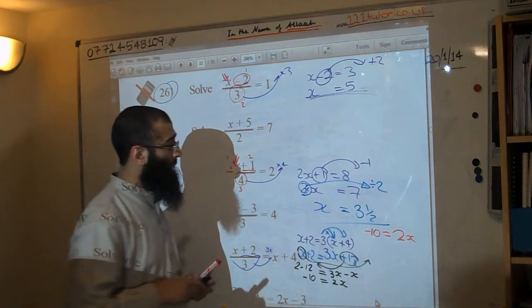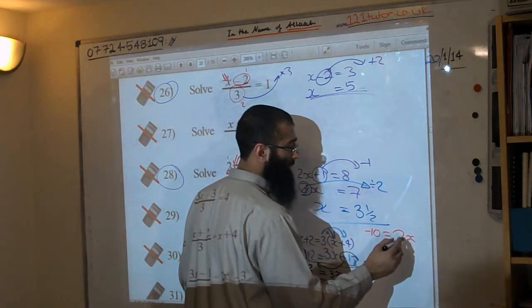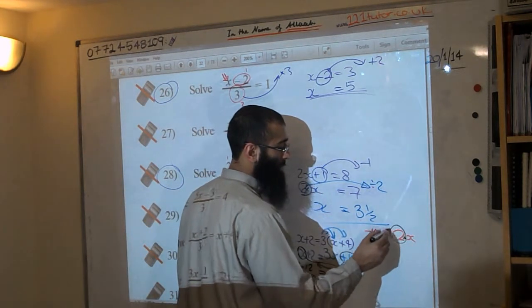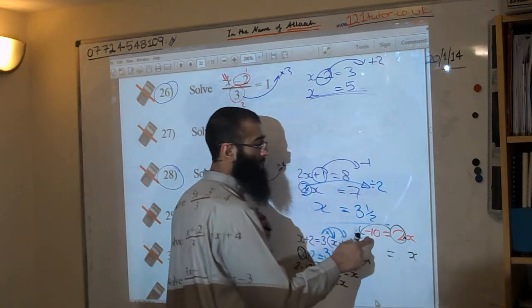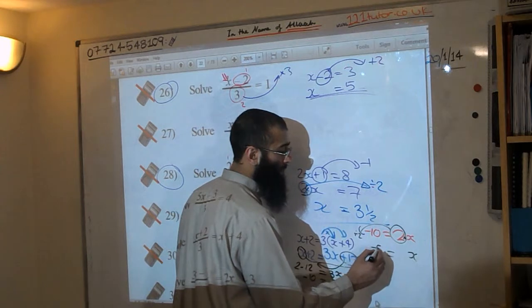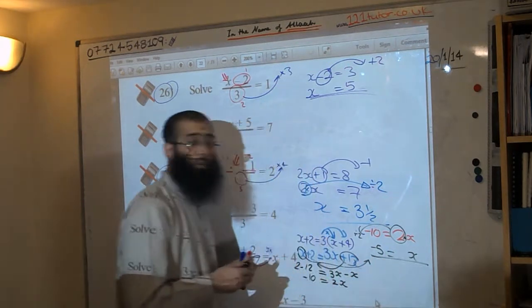Now, opposite of times by 2 is divided by 2. So we have x is equal to minus 10 divided by 2. And that gives us an answer of minus 5.